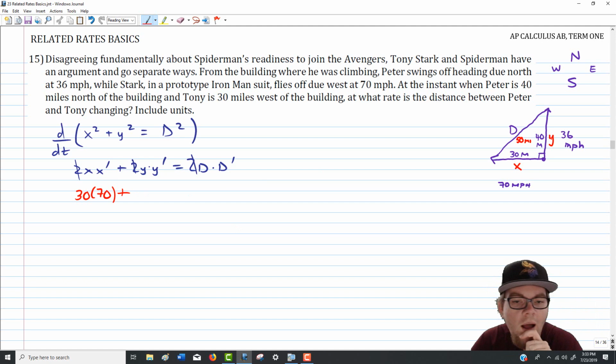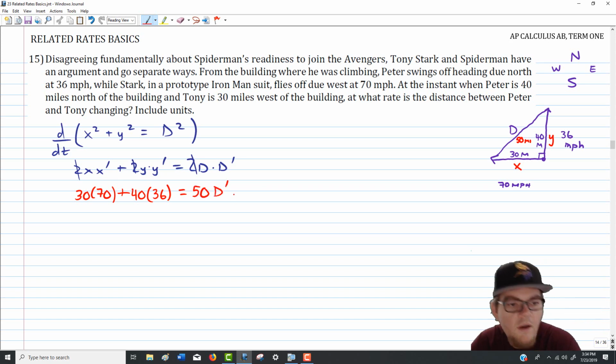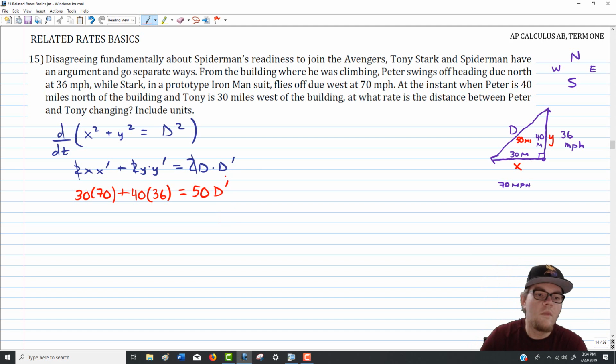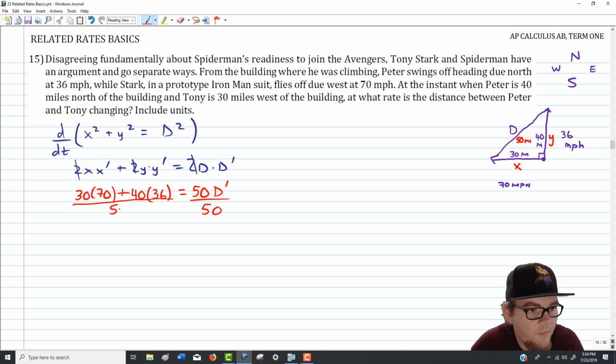Next, we want y prime. Well, y is 40 miles, excuse me, and the speed of Spider-Man is much lower at 36. Then finally, for the distance, we know it's 50, but we want to figure out what d prime is equal to. And this is a good starting spot, because now we can finish this off. It's actually not a good starting spot, it's a good finishing spot, really.